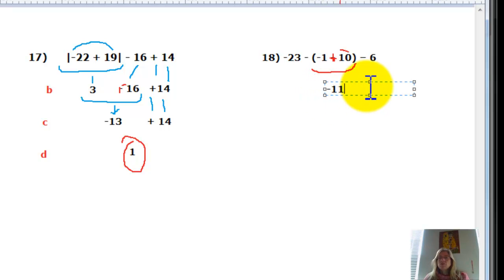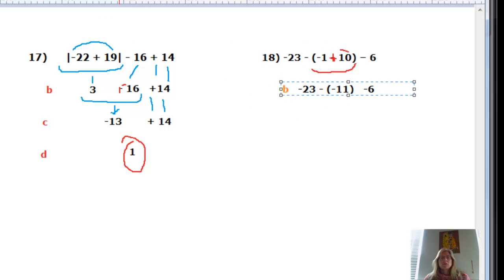Okay, and there's no absolute value, so we don't change anything. Then we bring down the rest of our problem. So what we're going to have is negative 23 minus, keep track of what's going on, negative 11. So I would keep those parentheses. And don't worry, those parentheses are separating 11, negative 11. They're not telling you to work in the parentheses. Okay, so that's our line B.